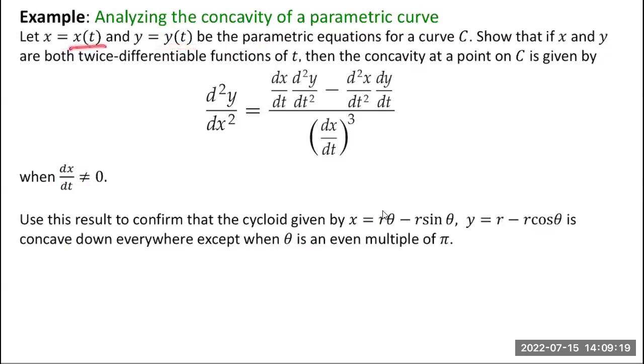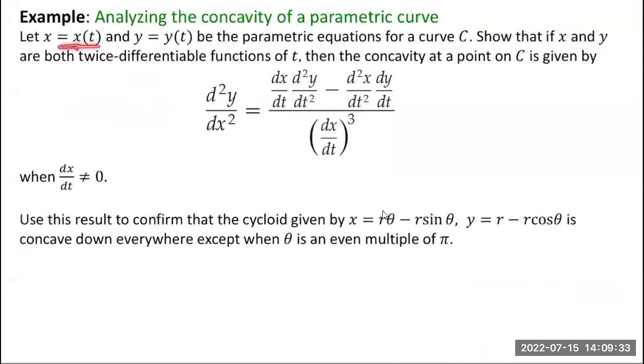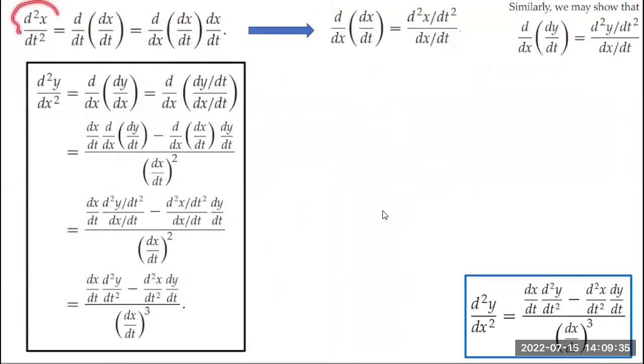X is equal to x(t), y is equal to y(t). Okay, so we need to find d squared y over dx squared. So here are the things that I'm going to do. First of all, I'm going to find an expression for d squared x over dt squared. Since x is a function of t, this is possible, right? I can differentiate that function x with respect to t twice.